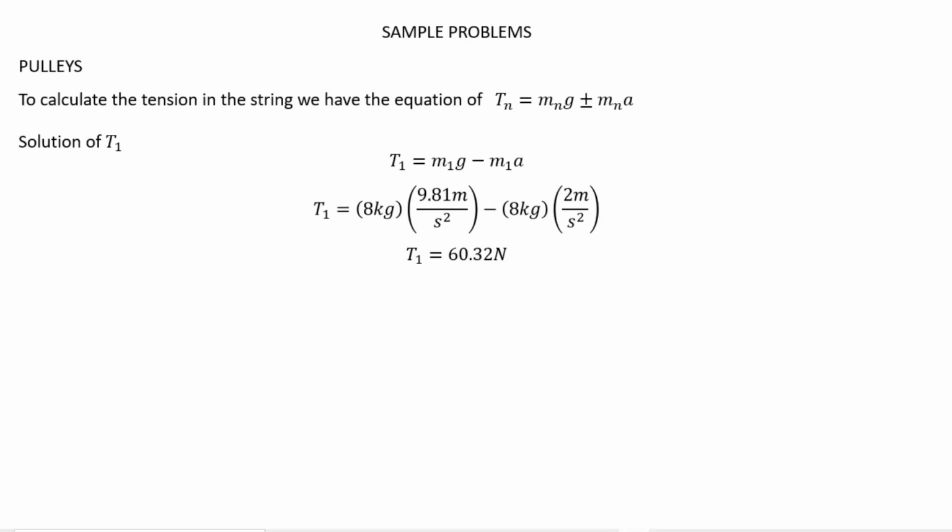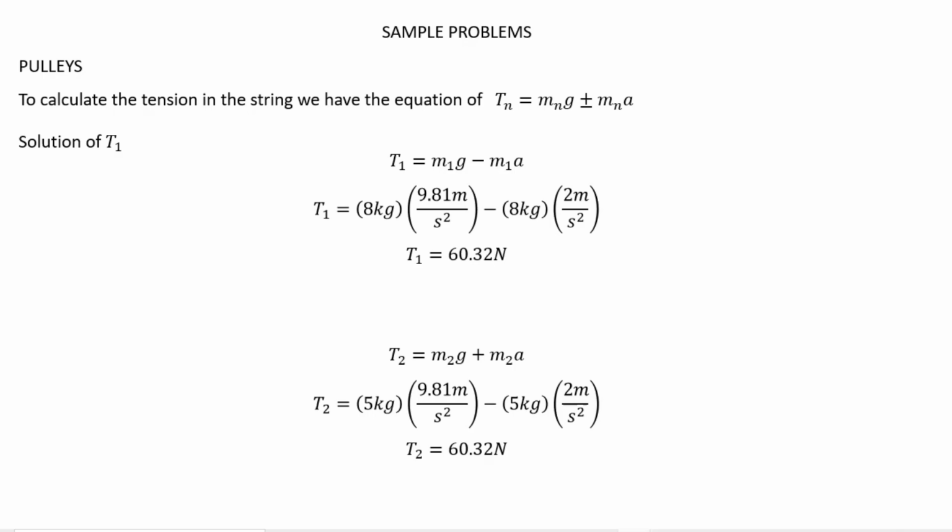So now we're going to find the tension number 2. So tension number 2 is equal to m2g, and since m2 is accelerating upwards, then it should be plus m2a. So substitute all the values, we will have 5 kilograms times 9.81 meters per second squared minus 5 kilograms times the acceleration, 2 meters per second squared. So that will give us the tension that is equal to 60.32 N. So that's how you get the tension in this problem.